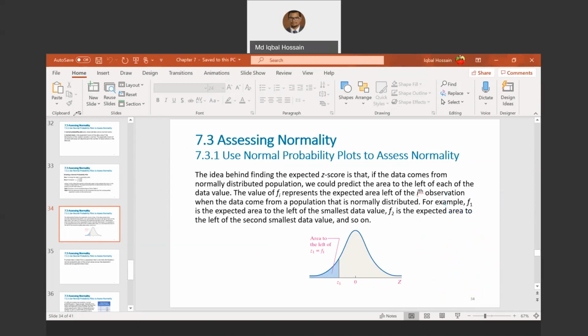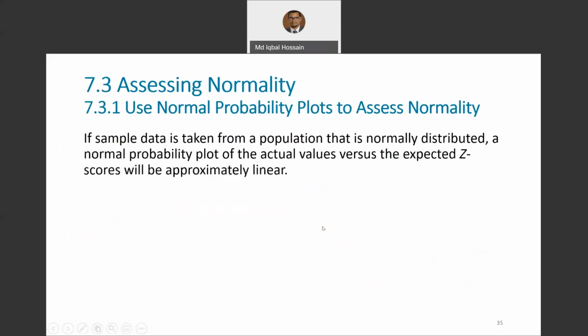Okay, so now go to the next one. You can see it says simplify. What we are going to do is approximately find out whether there is a linear relationship or not. So we are trying to make a graph. As I said, we are making a graph between the data value and the expected z score, then we look at whether it is a linear relationship or not.